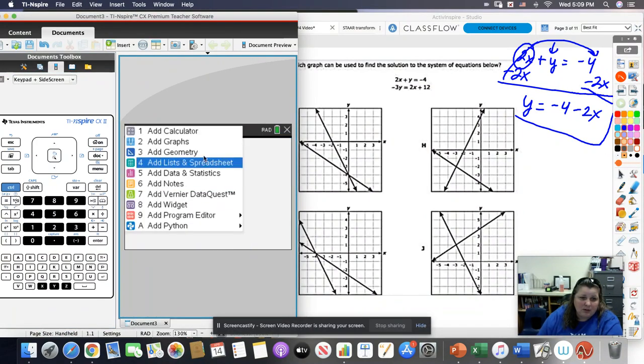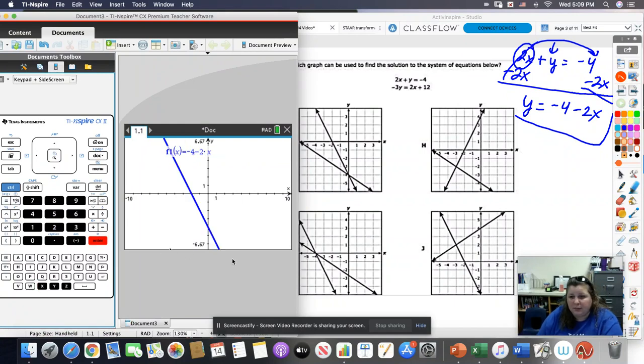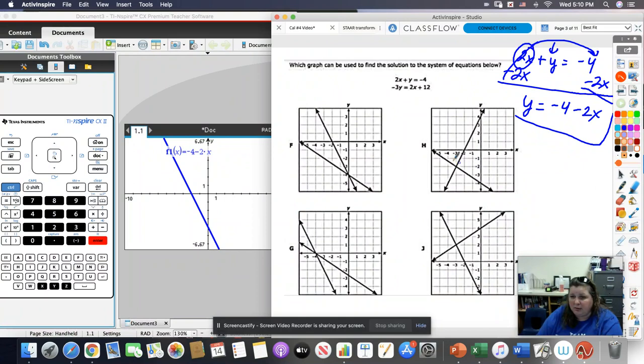Home, new document, save changes, no. Add a graph. I have a new problem. So minus 4 minus 2x. That's the first one. So I can see what this line looks like, and this answer choice doesn't have this line, and that one doesn't have this line, so I can already eliminate 2 answer choices right there. Okay, and then the second one is minus 3y equals 2x plus 12.